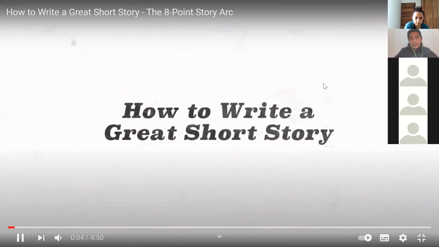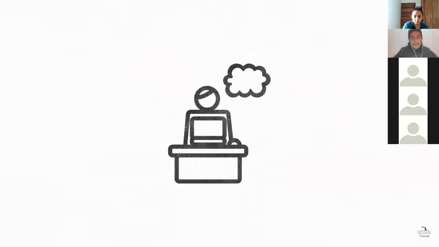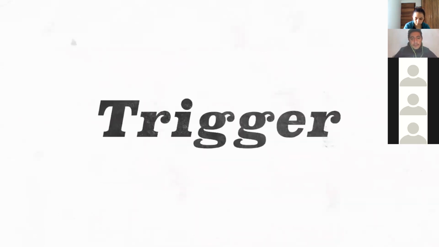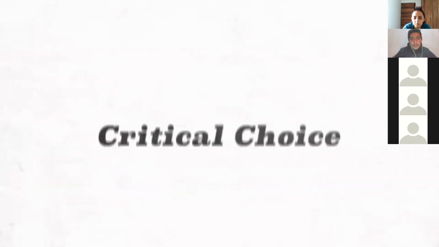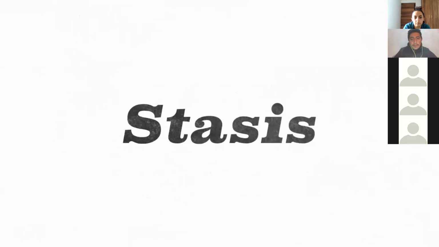So you want to write a great short story, but you're not sure how to begin? You might want to consider using the 8-point story arc. This is a simple but effective method for planning a well-developed story. The 8-point story arc is made up of 8 key elements: stasis, the trigger, the quest, the surprise, the critical choice, the climax, the reversal, and the resolution. Now let's talk about each one of these elements in more detail.